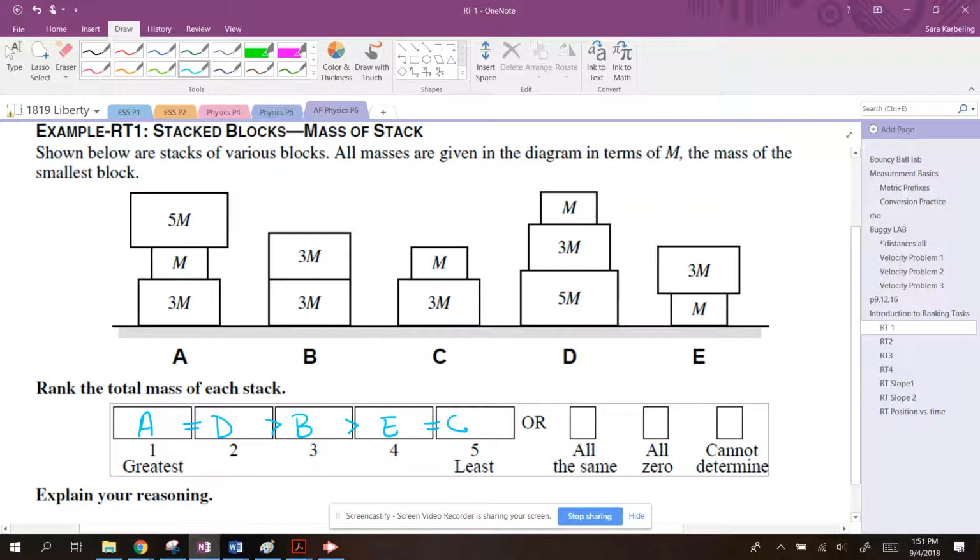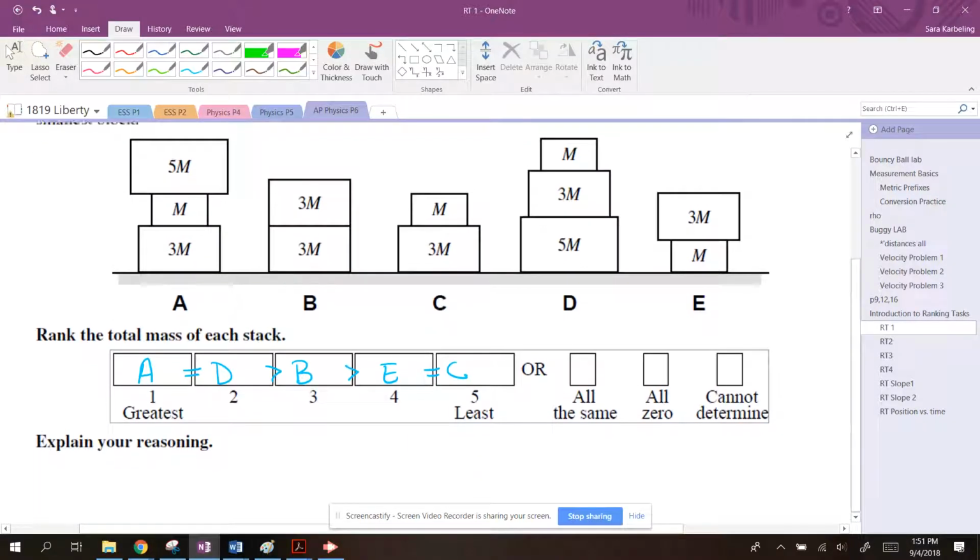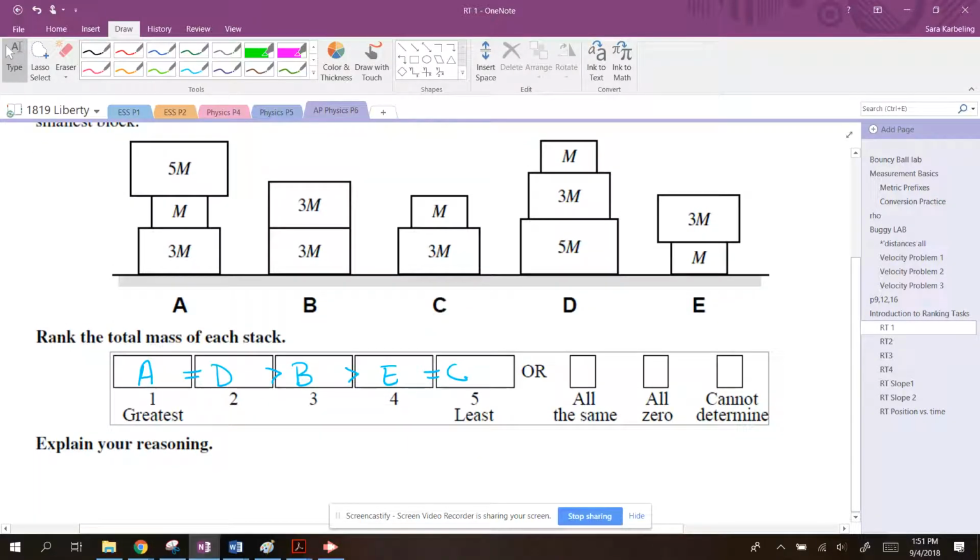Yeah. Ranking is important, but even more important than the ranking is the explanation. So then you're going to tell me not only that the ranks are these, but what's the explanation? Why? A and D both had 9. Yeah. And then B had 6, and C and E each had 4. Boom. That's your explanation, right? I added them up. There are the masses, and here's the way that I can rank them. There you go. All done. Cool. That was easy. All right.